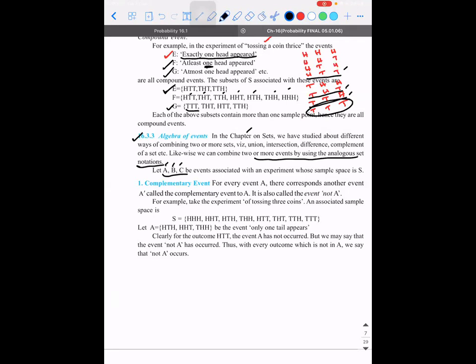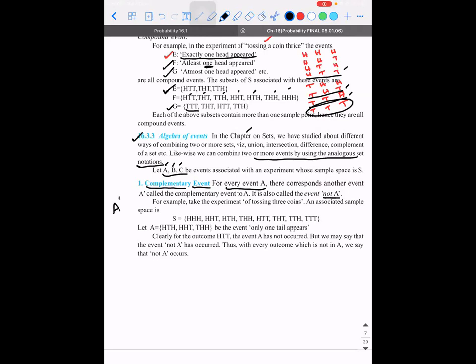Okay. See, first is complementary event. If you have an event A, for every event A, there corresponds another event which is called A dash or A prime, which is called the complementary event of A. It is also called not A. If you're a computer science student, you will understand what not A means when you learn logic.